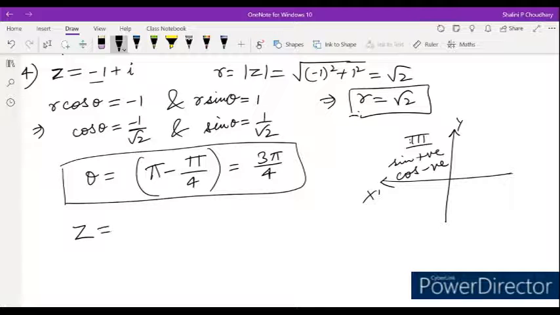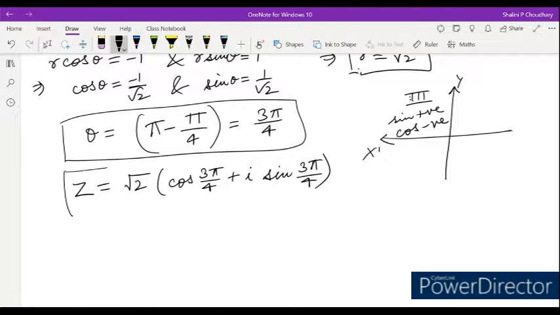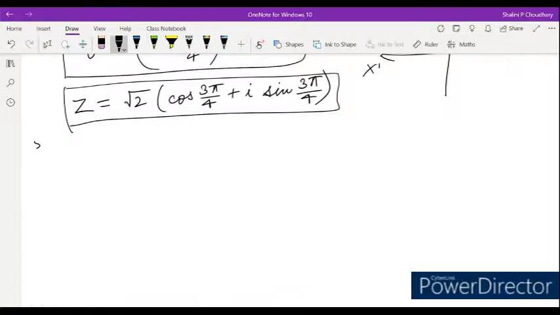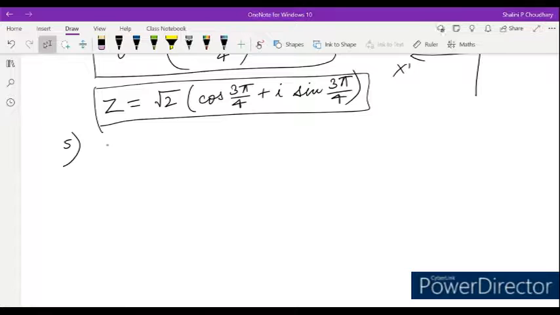So z can be written in polar form as square root of 2 into cos theta, theta is equal to 3 pi upon 4, plus I sin theta, 3 pi upon 4. Okay. So this will be the z in polar form. So next question, question number 5. Again question number 5 we have to do, and that is z is equal to -1 minus I.